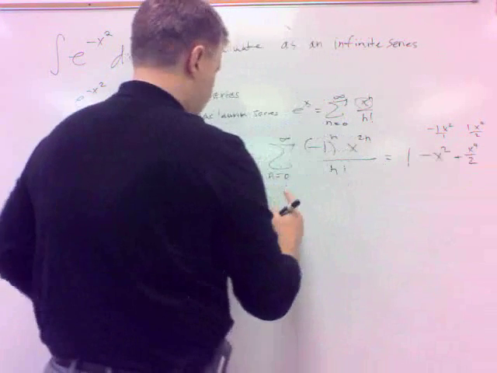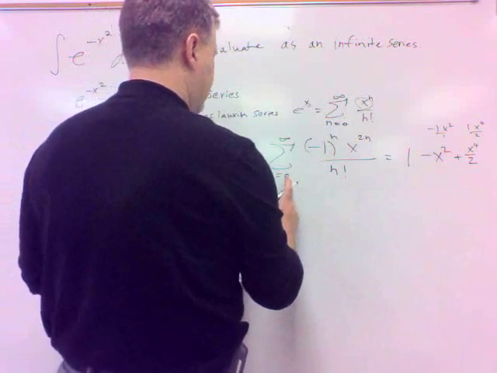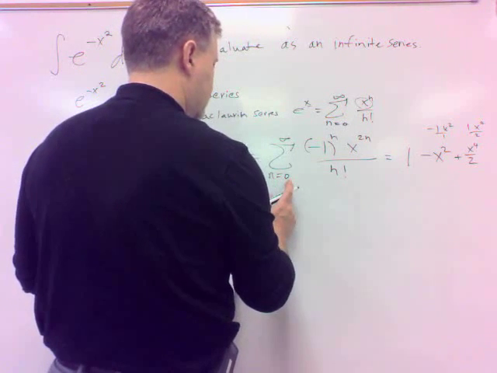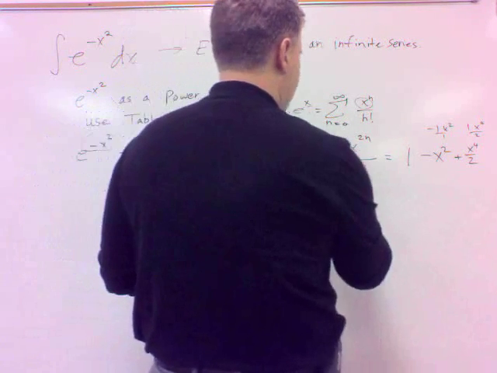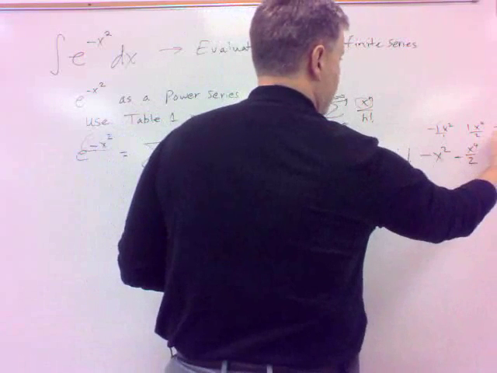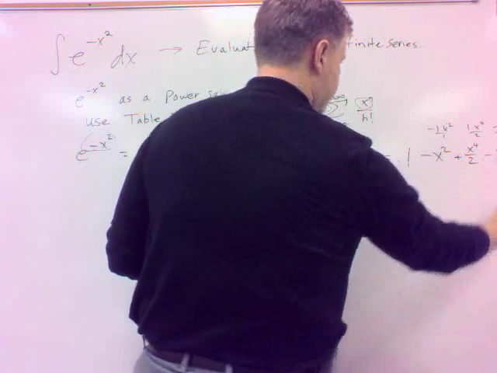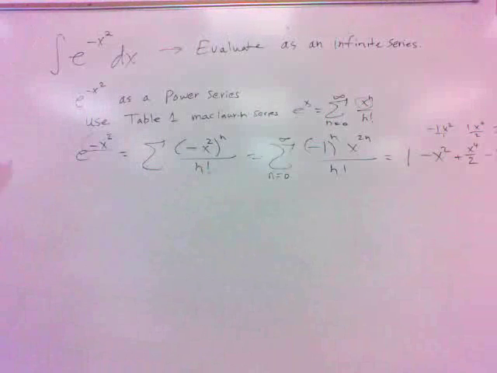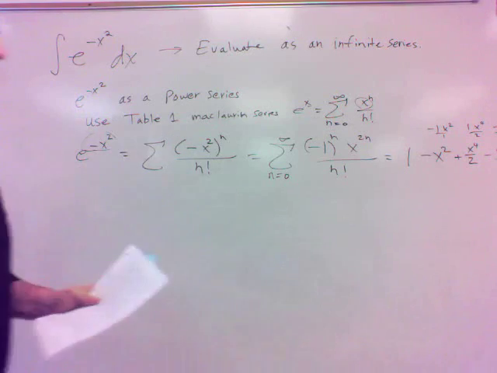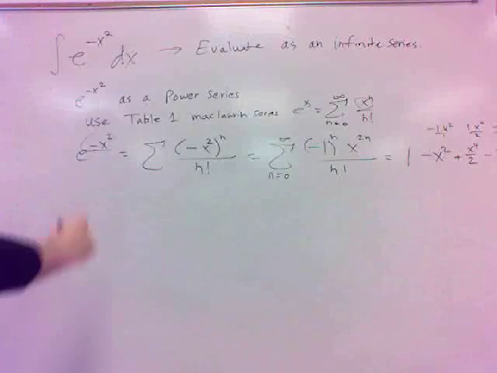Then n equals 3. I did it out to n equals 3. So n equals 3, I would have negative 1, x to the 6th over 3 factorial, which is 6. So it's negative x to the 6th over 6. And then you can keep that going. All right, so back to this then.